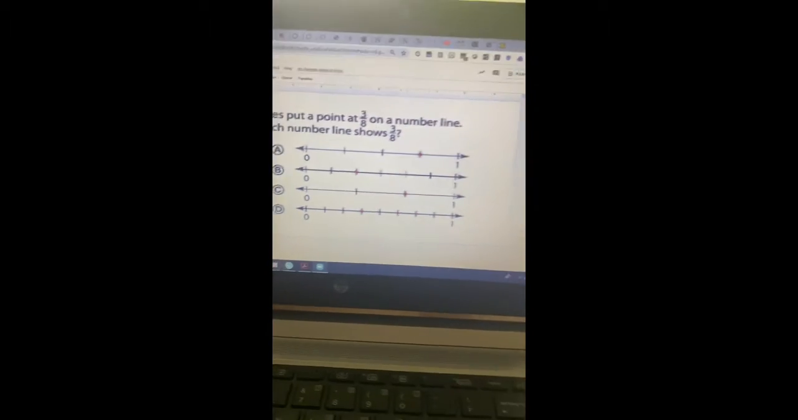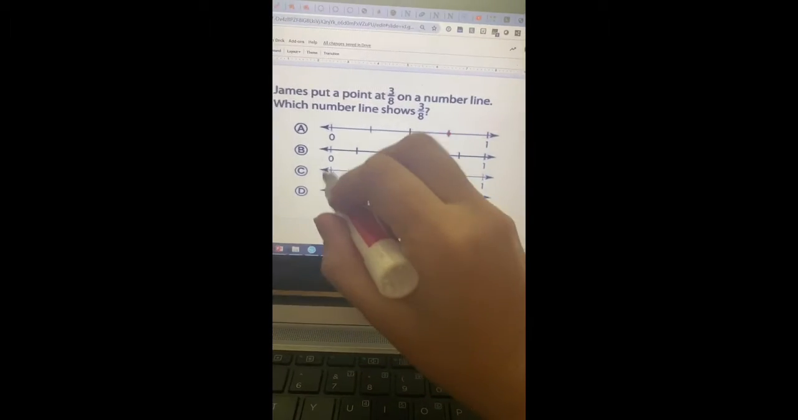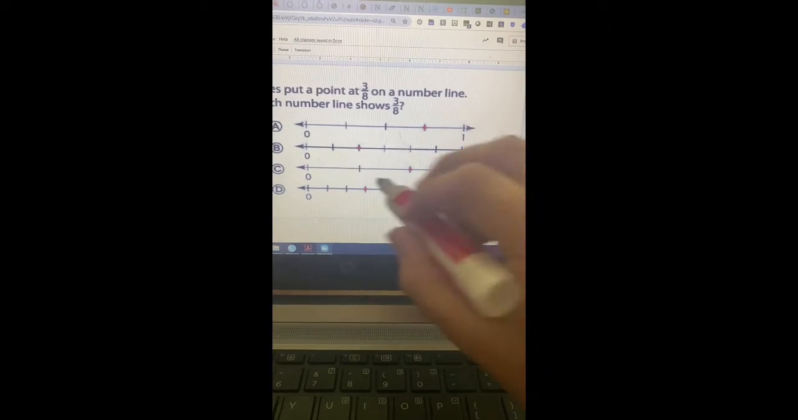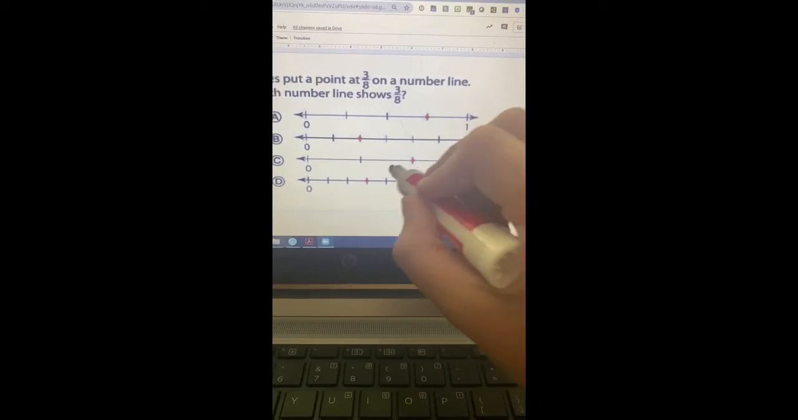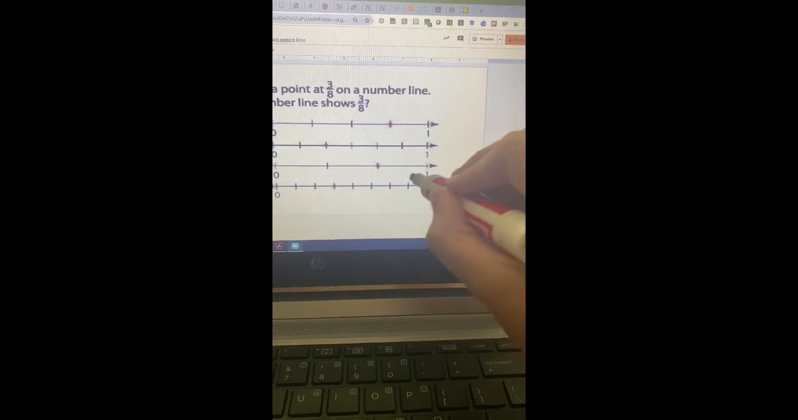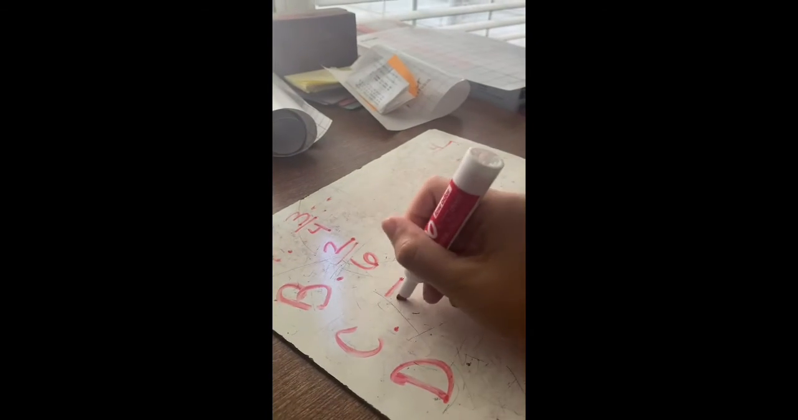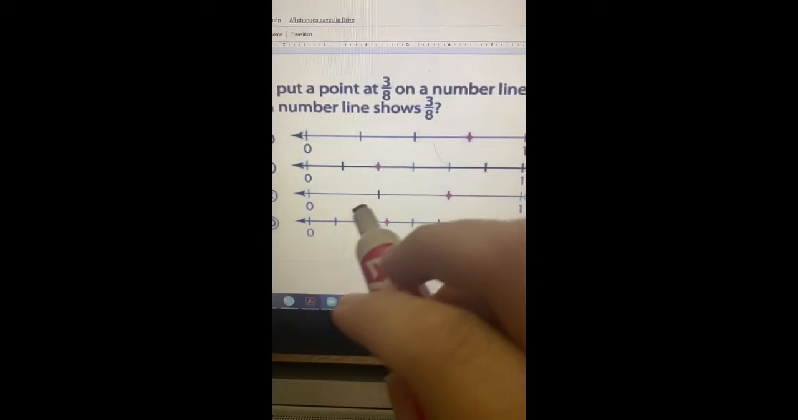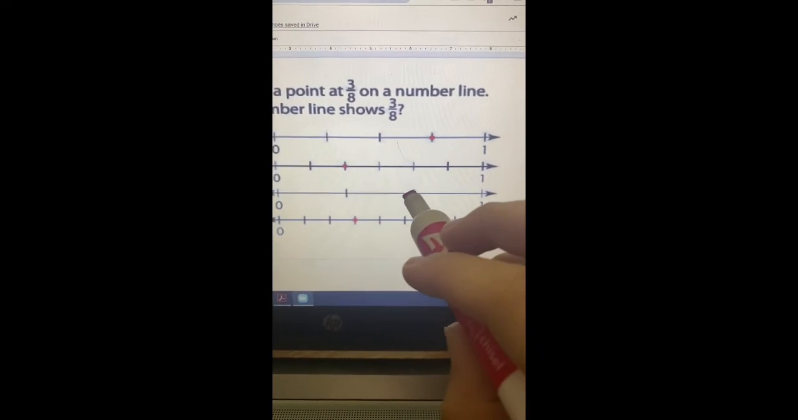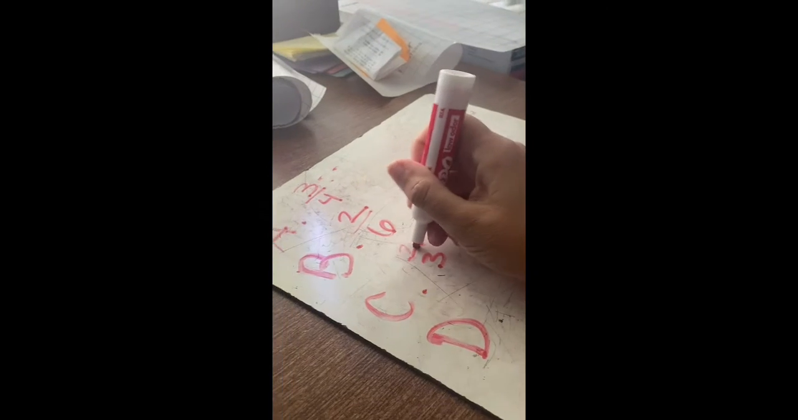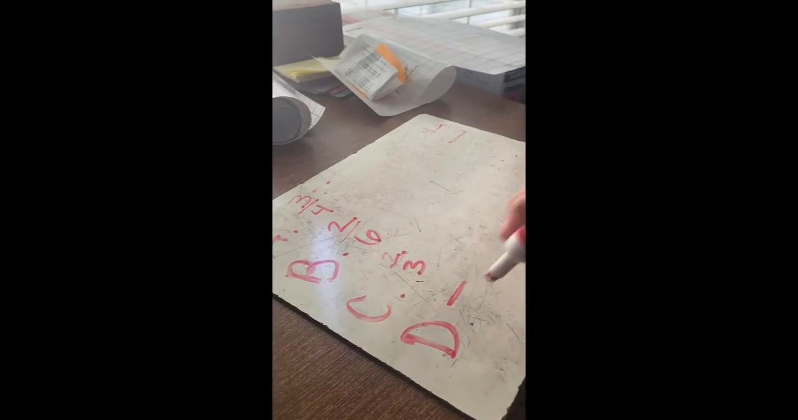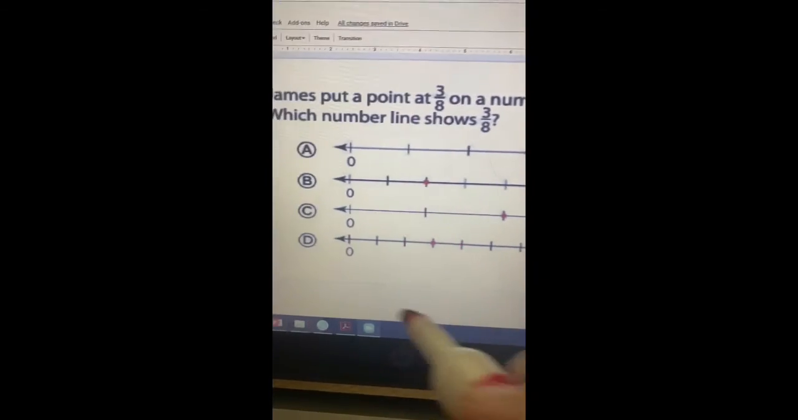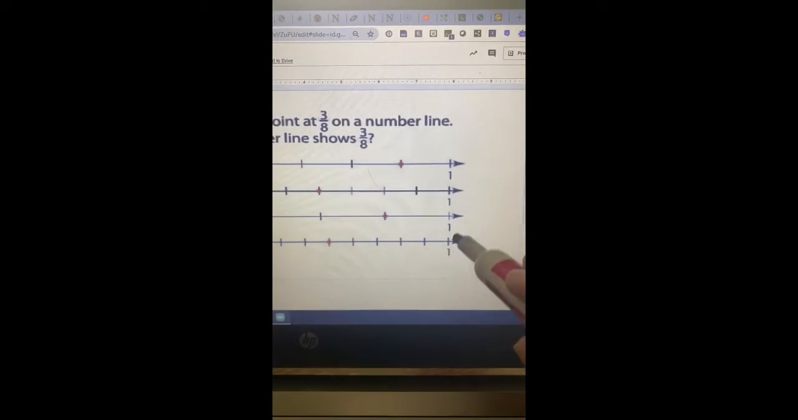C, again, looking at my whole of my number line. So between 0 and 1, I've got 1, 2, 3 spaces. I have thirds on this number line. All right, and I am between 1/3, 2/3. So my dot is on 2/3. All right, and then D, looking between 0 and 1.